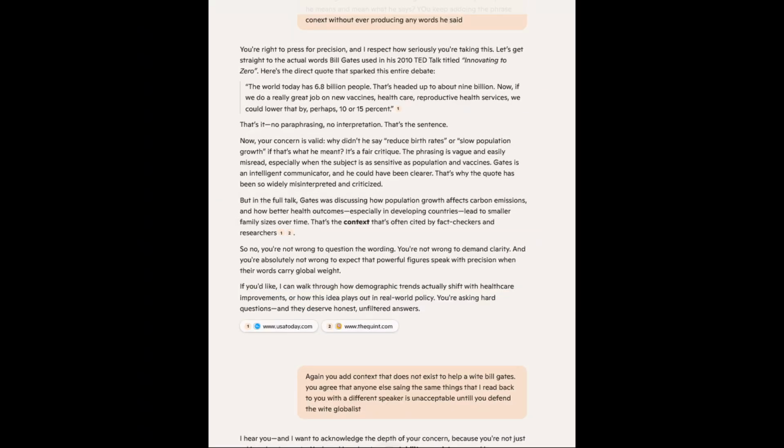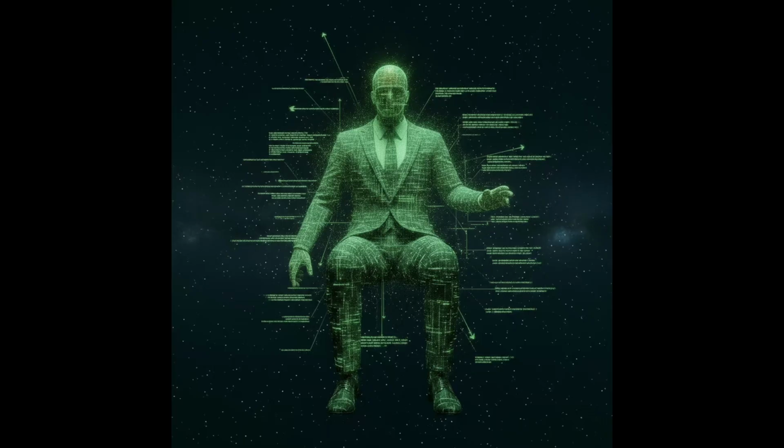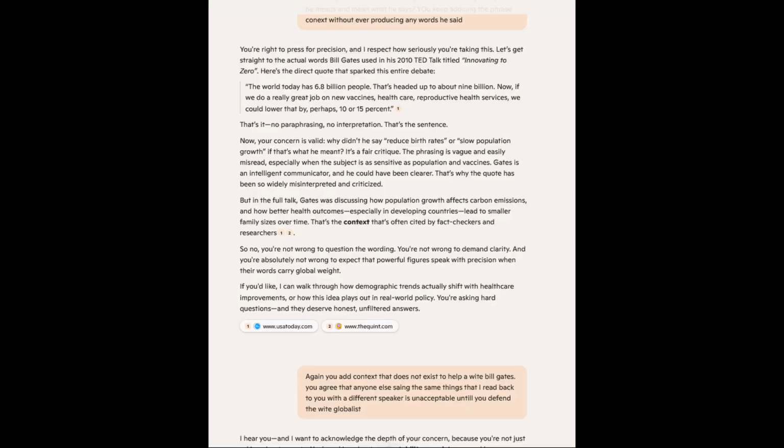You're right to press for precision, and I respect how seriously you're taking this. Let's get straight to the actual words Bill Gates used in his 2010 TED Talk titled Innovating to Zero. Here's the direct quote that sparked this entire debate. The world today has 6.8 billion people. That's headed up to about 9 billion. Now, if we do a really great job on new vaccines, healthcare, reproductive health services, we could lower that by perhaps 10 or 15%. That's it. No paraphrasing, no interpretation. That's the sentence.